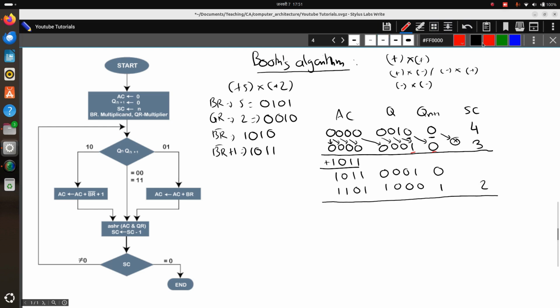Moving on, we again need to check if our step counter value is 0 or not. Since 2 is a non-zero value, we go back to checking our combination of Qn and Qn plus 1. Now our combination is 0 and 1, which means we need to add BR to AC. So BR is 0, 1, 0, 1. We're going to add the same value 0, 1, 0, 1 to AC.